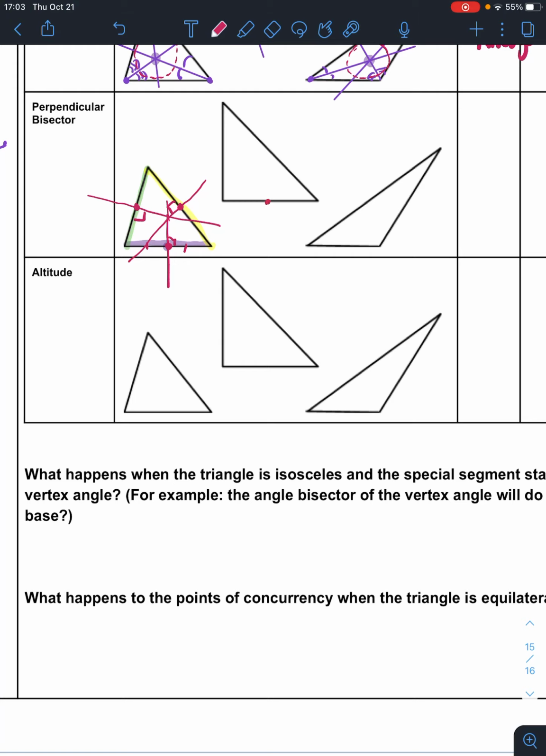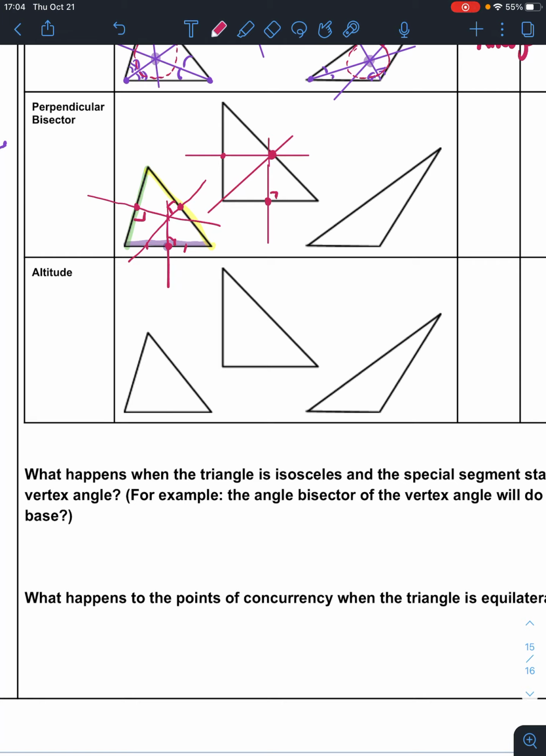Okay, so if we do the same thing here, if I find the midpoint of that side and draw a line that's perpendicular, so that it'll cut it. I'm just eyeballing that perpendicular. Find the midpoint, draw a line that's perpendicular. I didn't draw this one long enough. And then find the midpoint and draw a line that's perpendicular.